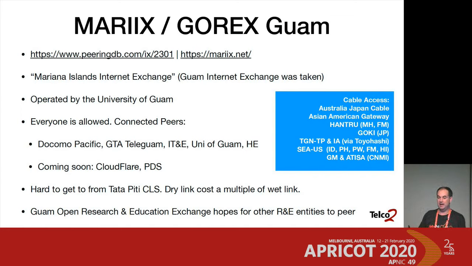And finally, there's one last IX there called GoRex, which is for research and education. And at the moment, University of Hawaii, I think, and University of Guam are appearing there, and that's about it. But hopefully we'll see organizations like Australia's ARNet, who have capacity through Guam, breaking out of their patch cable at Tata PD Cable Landing Station and going all of 20 kilometers away so that they can peer with these local networks. That'd be really awesome.